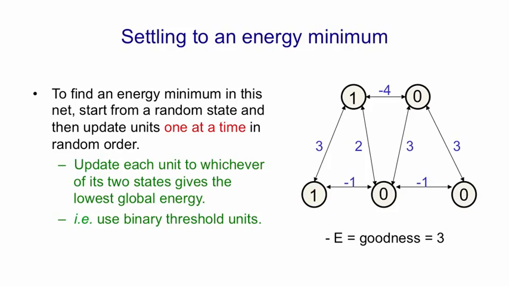Let's probe one more unit. This unit's more interesting. It's getting an input of 1 times 2 plus 1 times -1 plus 0 times 3 plus 0 times -1. So that's a total input of 1, so it will now turn on. Previously it was off, and so when it turns on, the global energy changes. We now have a global energy of -4, or a goodness of 4, and that's a local energy minimum. If you now try probing any of the units, you'll see that they don't want to change their current state. The net has settled to a minimum.